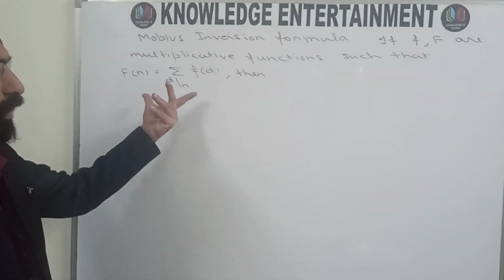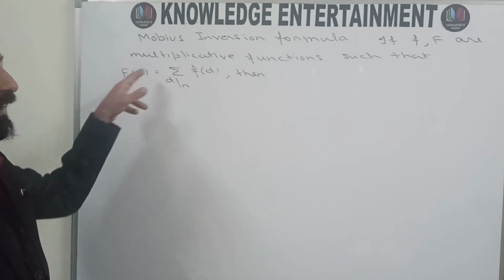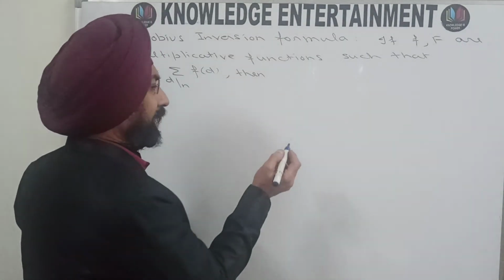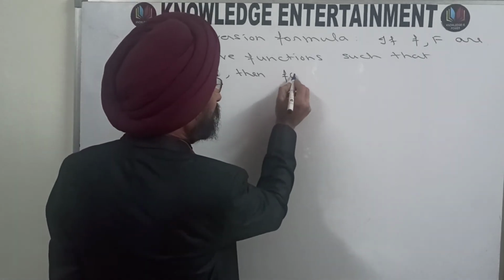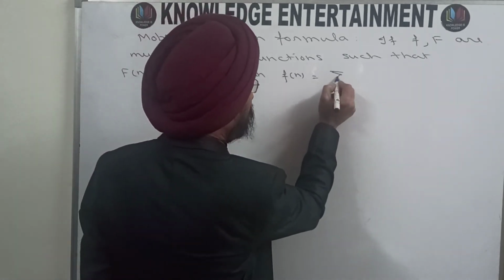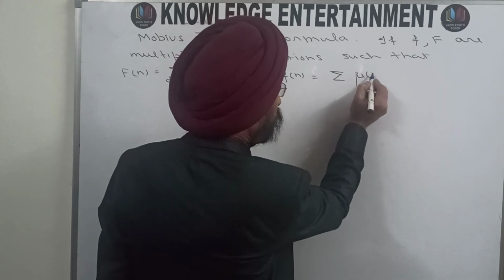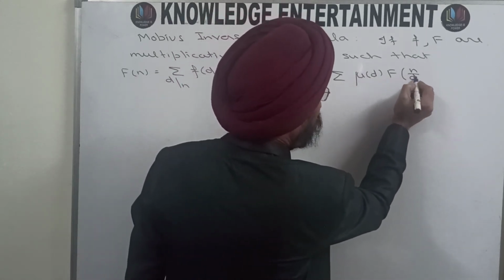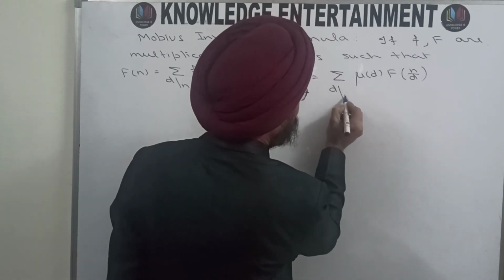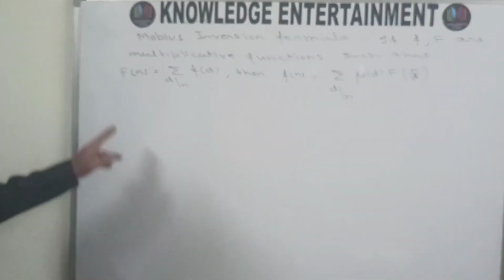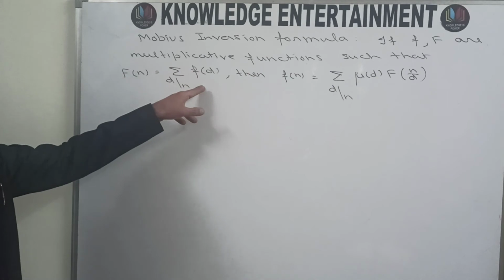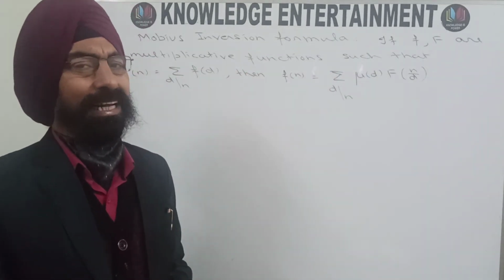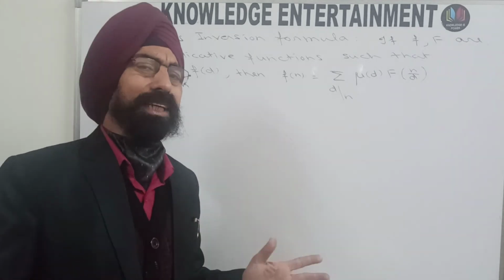That means what you want is the value of small f in terms of capital F. So what is the value? It is given as small f of n is equal to sigma mu d capital F of n upon d, where d divides n. So if capital F has this value in terms of small f, then small f has this value in capital F, and that's why it is called Mobius inversion formula.